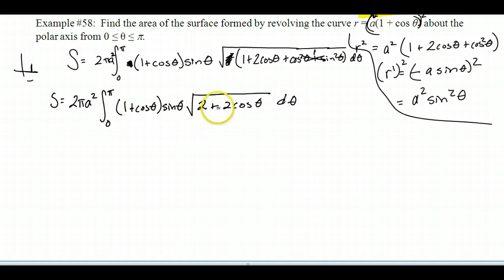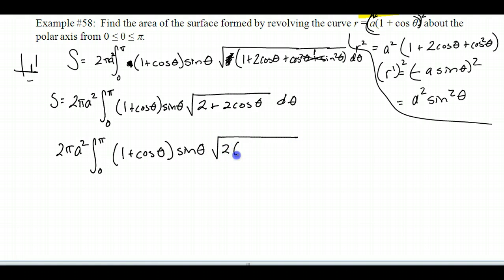Well, I can combine these two if I factor out the 2. So here I definitely want to factor out the 2. 1 plus cosine theta times sine of theta. And I guess to show the work, I have 2 times 1 plus cosine theta differential theta. Well, now I want the square root of 2. That's the square root of 2. I can factor it all the way out and say, okay, I take out the square root of 2.